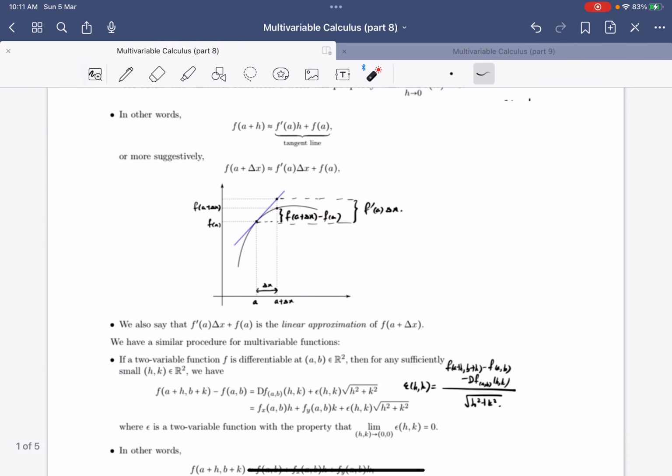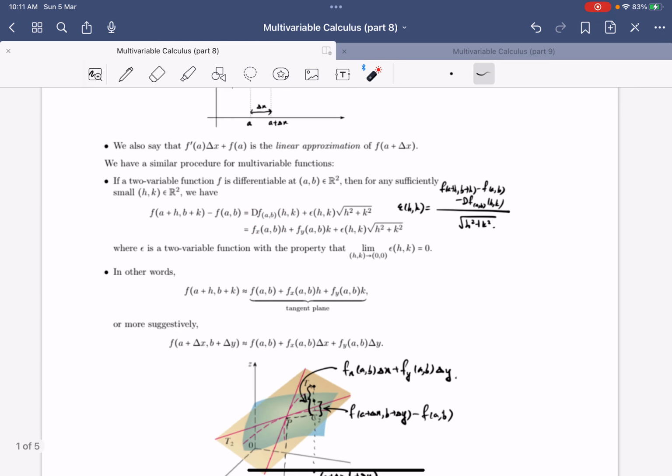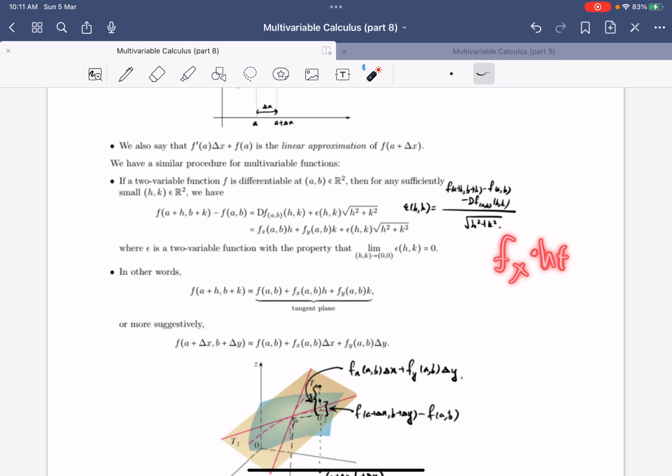We have a similar idea when we have two variables now. For a sufficiently small interval, we have that the function f(a+h, b+k) minus f(a,b) will be the derivative plus an error term. And this derivative, we already know, is going to look like partial f with respect to x times h plus f_y times k, because we know that the total derivative is a linear map in the form of this.